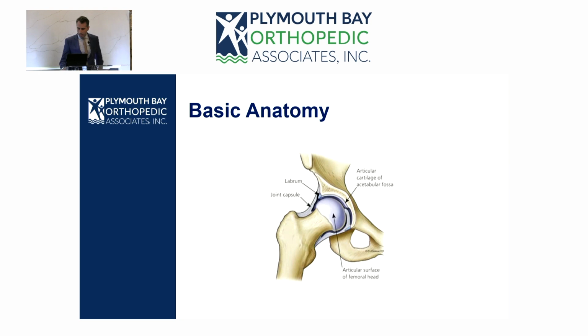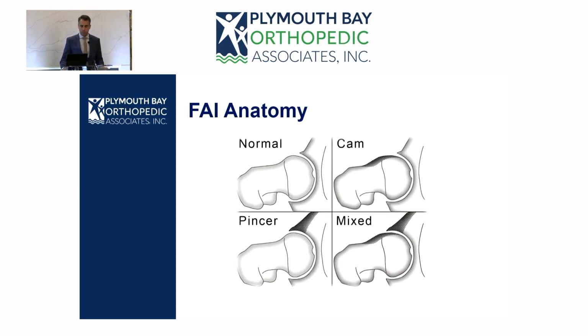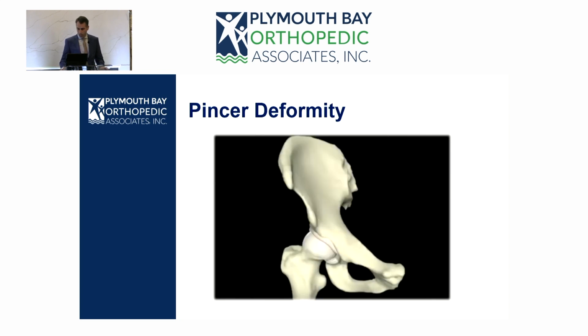And so the basic anatomy of FAI, essentially there's a cam and a pincer deformity. Up in the upper left corner you can see what a normal relation between a cup and the femur looks like. In the upper right corner is the cam deformity, where there's a deformity on the femoral side that can cause the impingement. Lower left corner is the pincer deformity, which can either be from the cup being too deep or the anterior and posterior walls of the acetabulum protruding, and then in the lower right corner you can have a mixture of these.